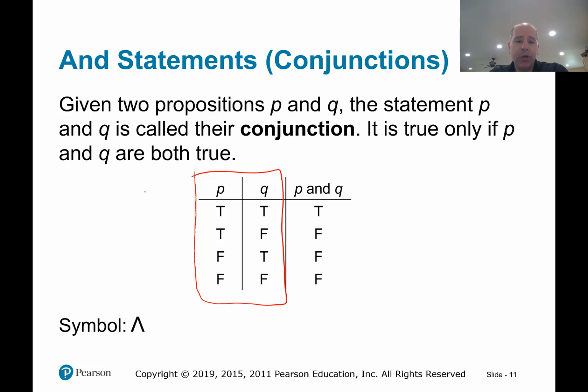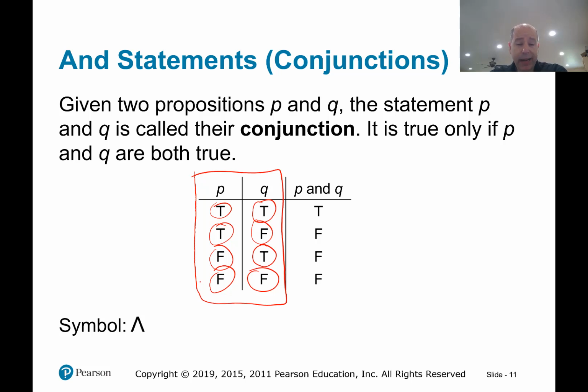And so now what we need to do is start by writing out all of the possible truth value combinations, right? So one combination is that both can be true. Another combination is that P is true and Q is false, or P could be false and Q is true, or they both could be false. Those are the only four possible combinations of truth values. So we always start with that, okay?